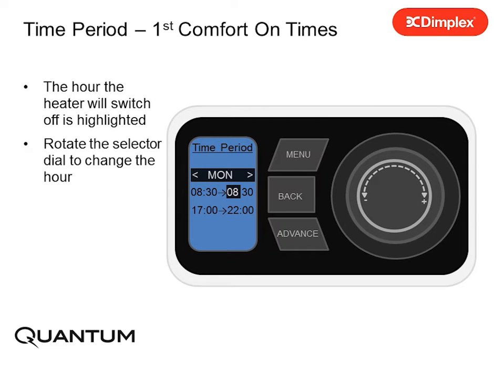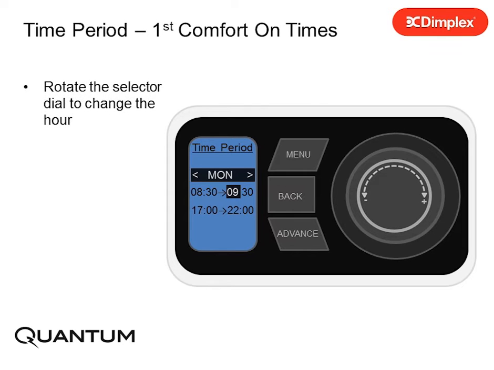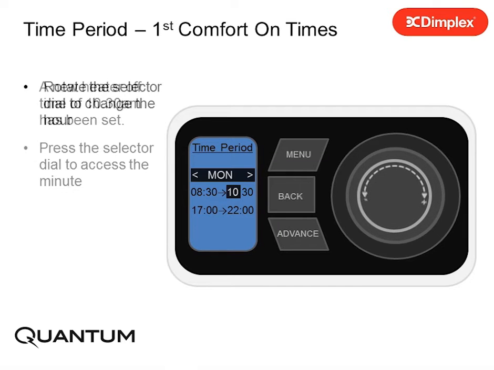The hour the heater will switch off is highlighted. Rotate the selector dial to change the hour. A new heater off time of 10:30 AM has been set. Press the selector dial to access the minutes.